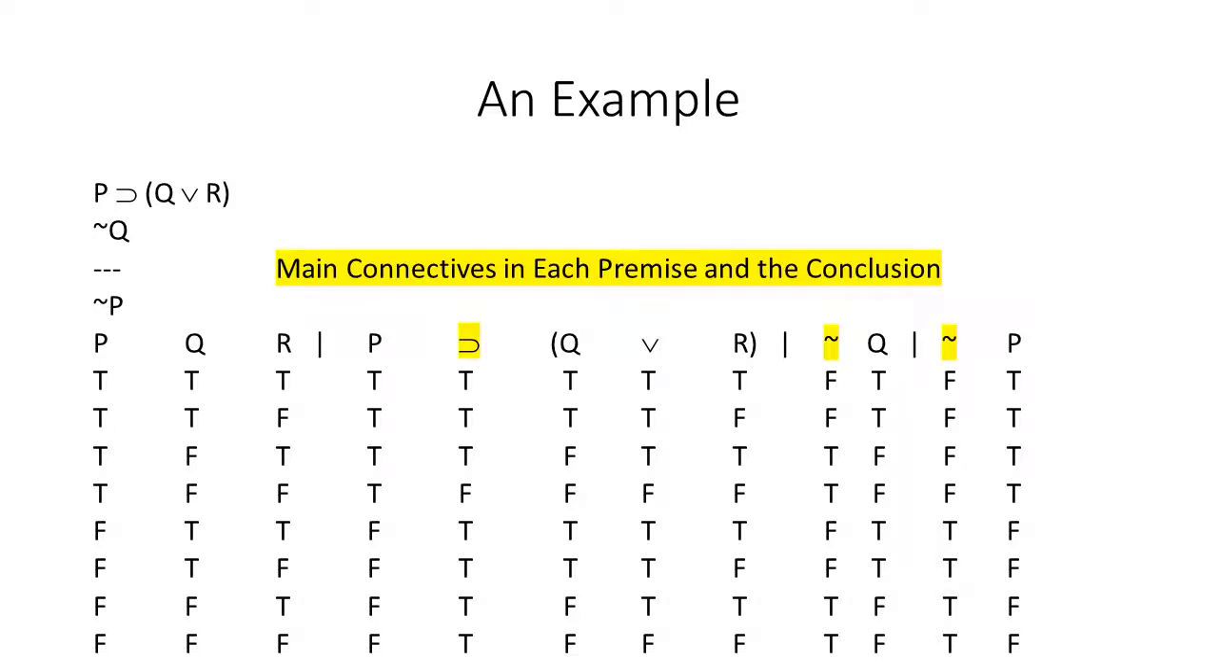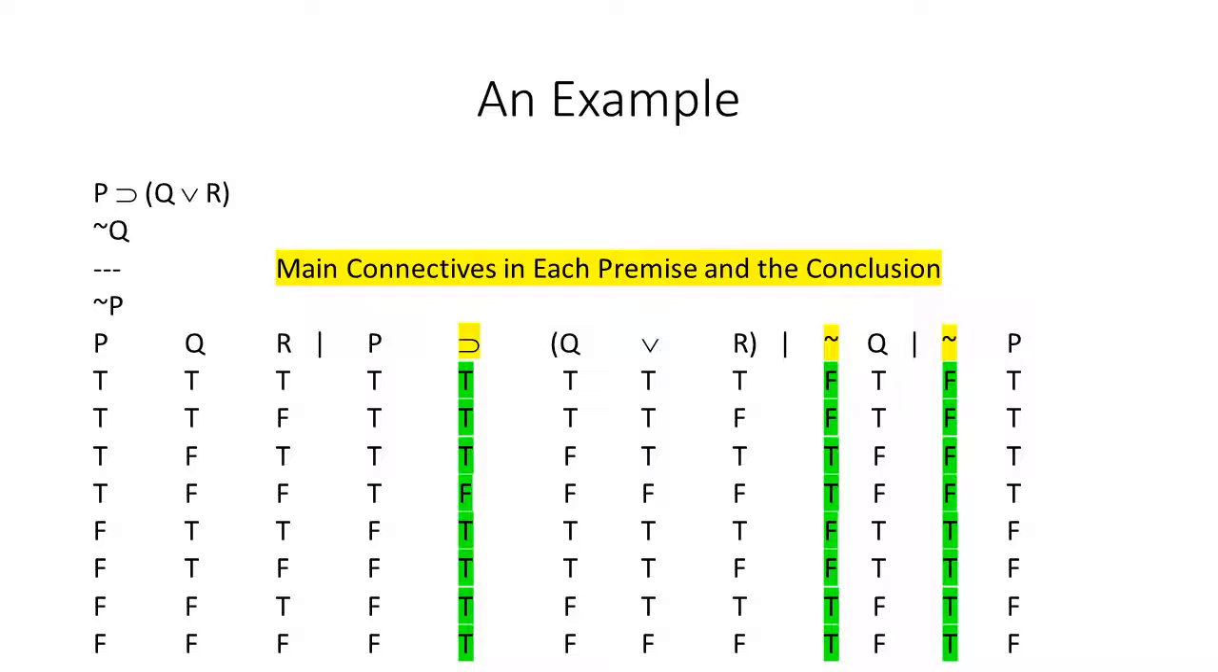Okay, so what we want to do is identify the main connectives in each premise and the conclusion, because these are going to be the columns underneath the yellow highlighted bits that are relevant to us. So we're going to look under the horseshoe, that tilde, and then the second tilde, and see if we have two T's followed by an F. If we do, then we have a row where the premises are true and the conclusion's false, and that would show us that the argument is, that's right, invalid. So again, these are going to be the truth values that are of interest to us.